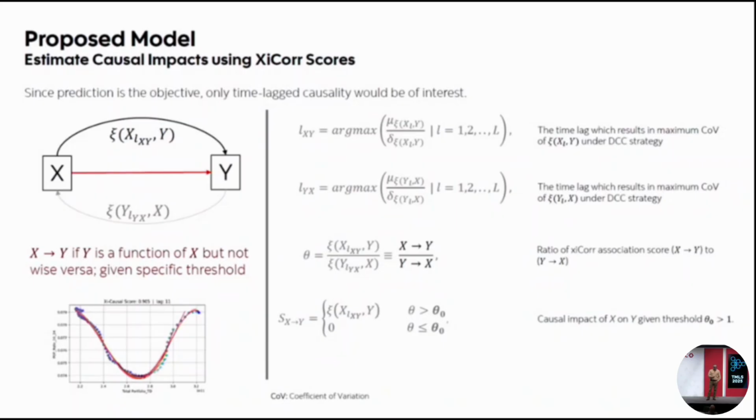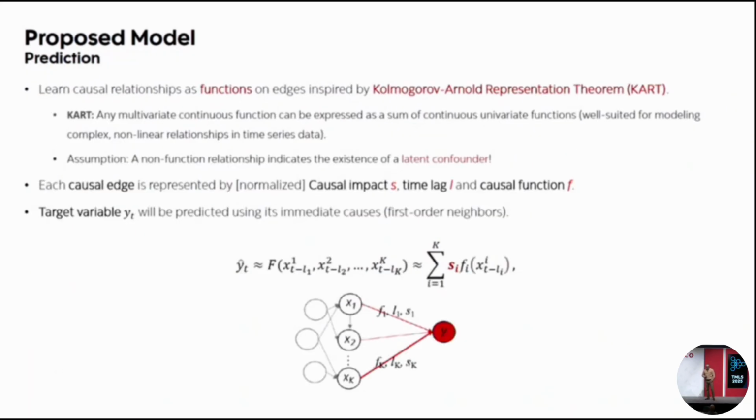Y is a function of X, like that's a quadratic, but not vice versa. X is not a function of Y, because it's no longer a function, you know? For prediction, we use the Kolmogorov-Arnold representation theorem. That's a methodology to learn causal relationships as functions on the DAG network.